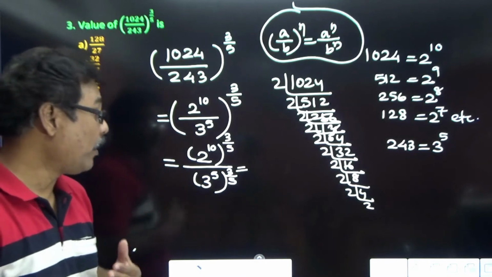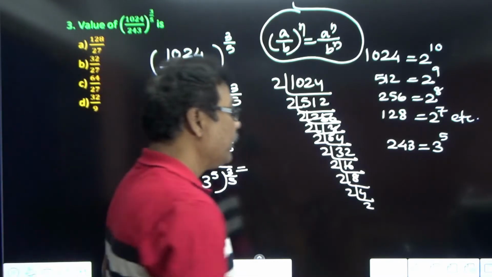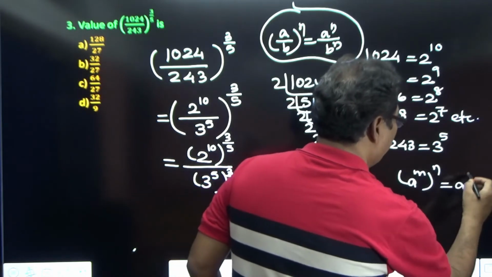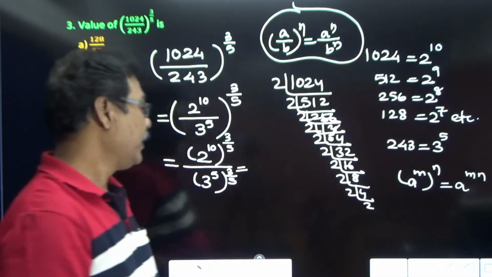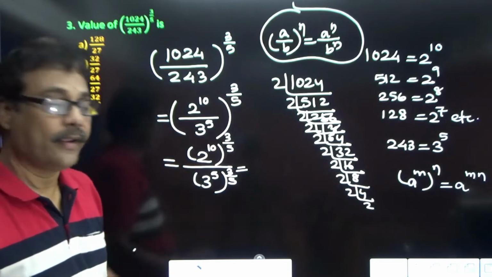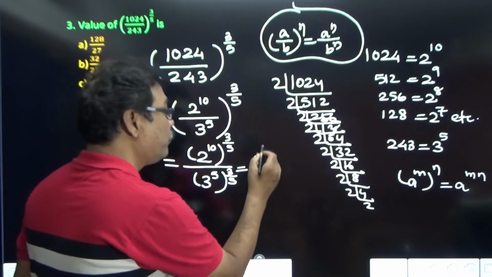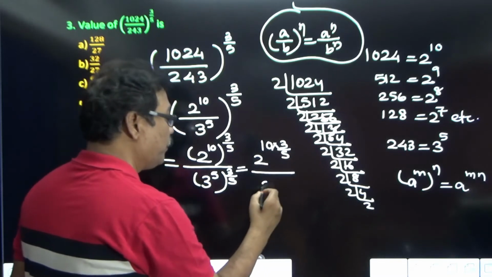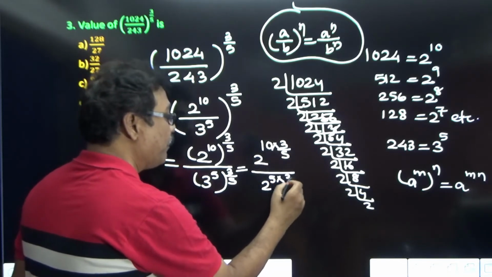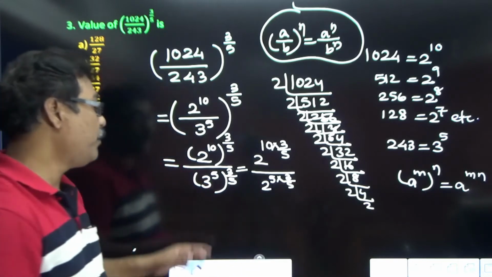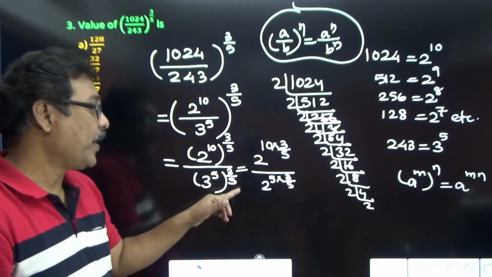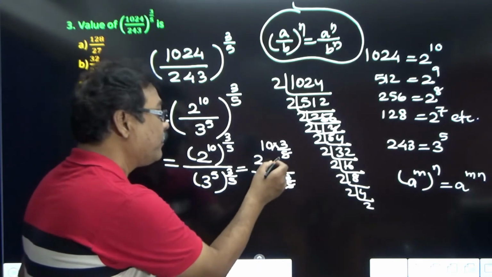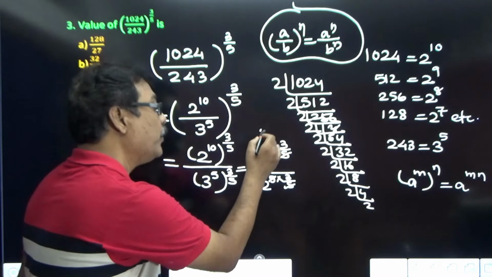Now what is to be done? See, (a^m)^n is equal to a^(mn). So it can be written as 2^(10 × 3/5) divided by 3^(5 × 3/5), because in place of m we have 10 and 5 here, and in place of n we have 3/5. So this 5 gets cancelled, this 5 gets cancelled, and this one gives you 2.